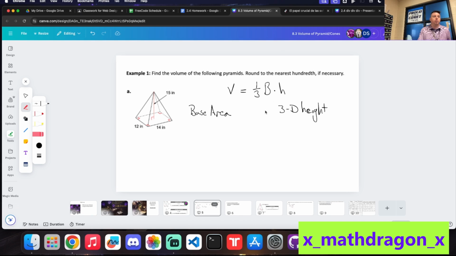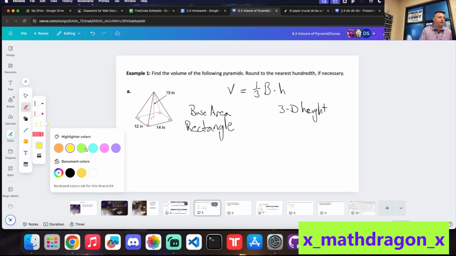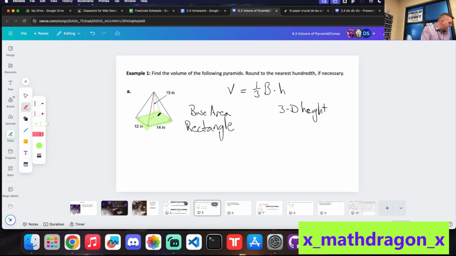So we have the volume is 1/3 base area times height. Our base shape, we are going to do a rectangle. Our rectangle is our base shape. When we look at the bottom of this, you can see that the green is a rectangle. So how do we find the base area of a rectangle? That's just length times width. And we talked about this before, whether it's 2 times 3 or 3 times 2, we're still going to get 6 either way.